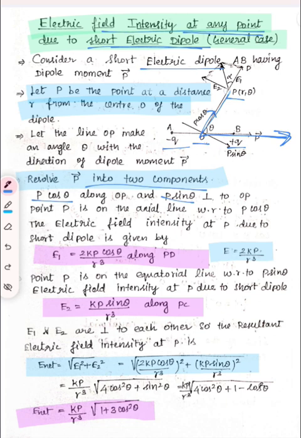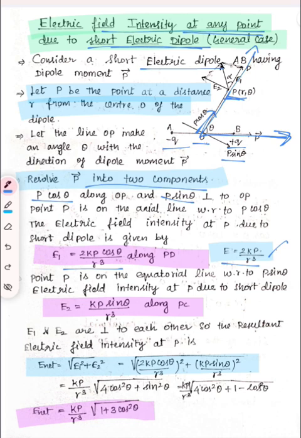Now what is the electric field intensity at the point P with respect to p cos theta and with respect to p sin theta? The point P lies along the axial line with respect to p cos theta, and the electric field intensity along the axial line at point P is 2kp divided by r cube. So we write it as 2kp cos theta divided by r cube. It will be in this direction. It is denoted as E1.